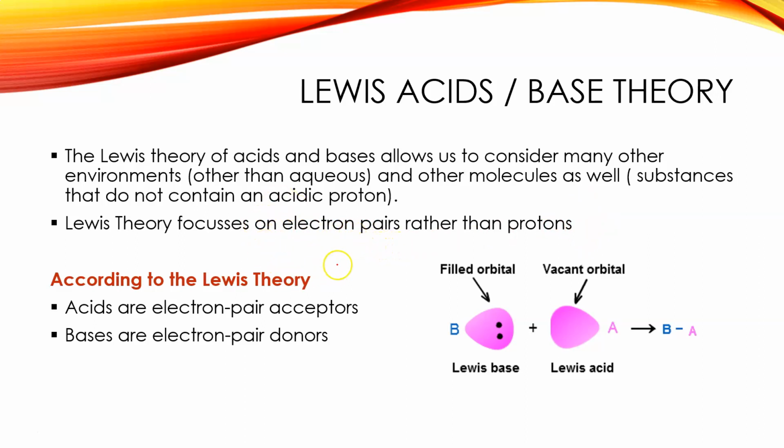With Lewis theory, acids are electron pair acceptors, which is in contrast to Bronsted-Lowry where they are proton donors, and bases are electron pair donors rather than being hydrogen acceptors. Okay, so Lewis acids are electron pair acceptors, bases are electron pair donors.